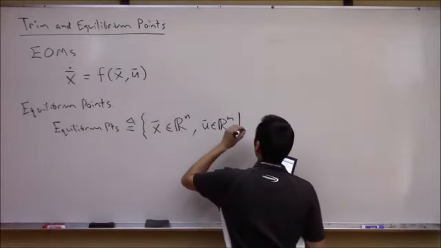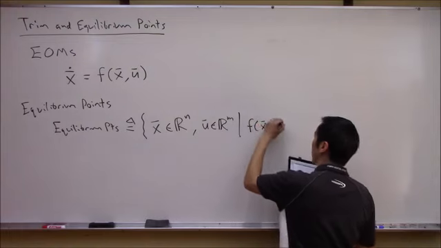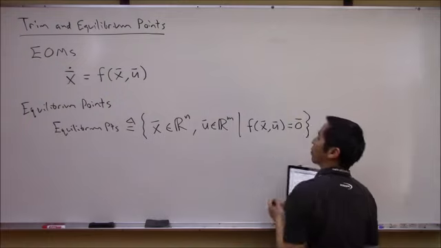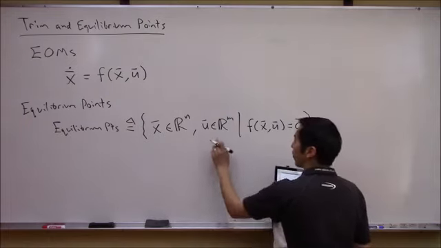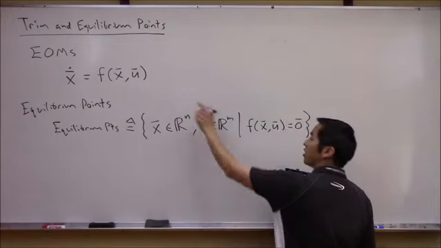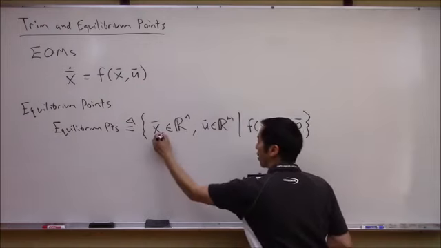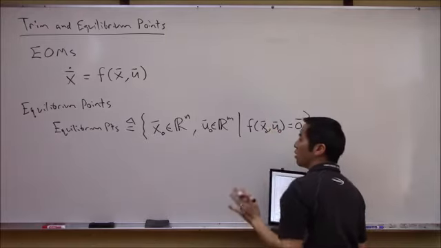Such that f of x and u is 0. And maybe let's put a bar on that to make sure that we denote that this is a vector, right? So what you're saying here is equilibrium points are defined as whatever magic values of x and u such that when you plug it into the equations of motion, x dot is equal to 0. And maybe let's put a little not symbol on these, to denote that these are equilibrium points, right?